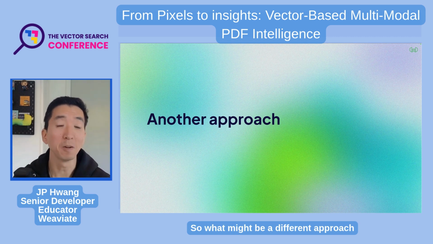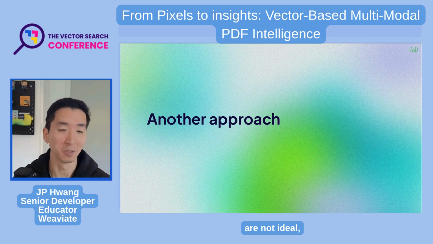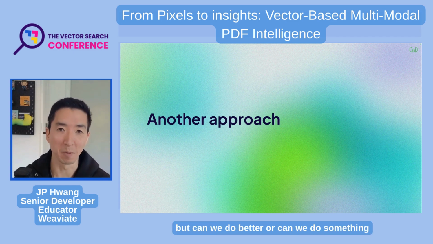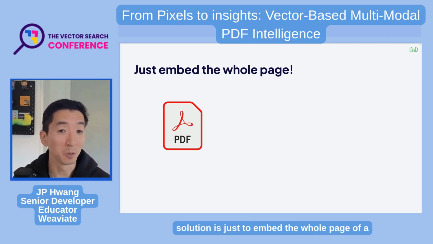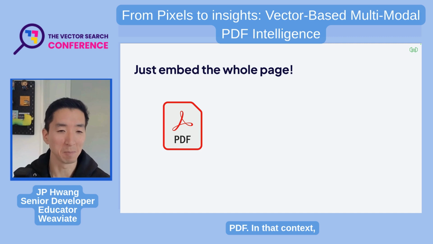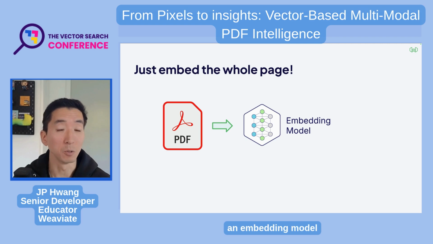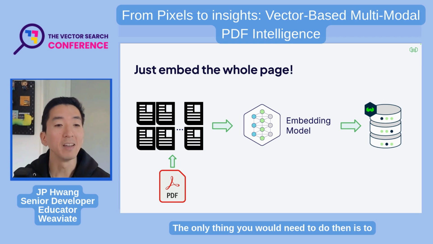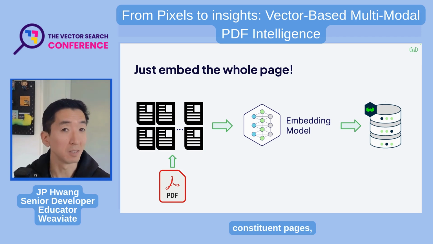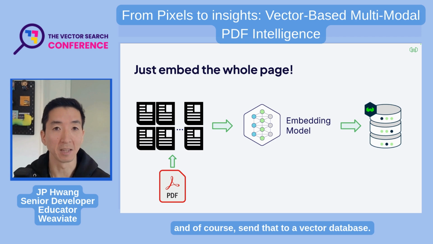So what might be a different approach than this kind of solution? And that's not to say that the previous solutions are not ideal, but can we do better, or can we do something different? I would argue that one really good solution is just to embed the whole page of a PDF. In that context, you would start with a PDF, and then you send it to an embedding model, and you just add that to a vector database, something like Weaviate. The only thing you would need to do then is to break up your PDF into its constituent pages, add those to the embedding model, and of course send that to a vector database.